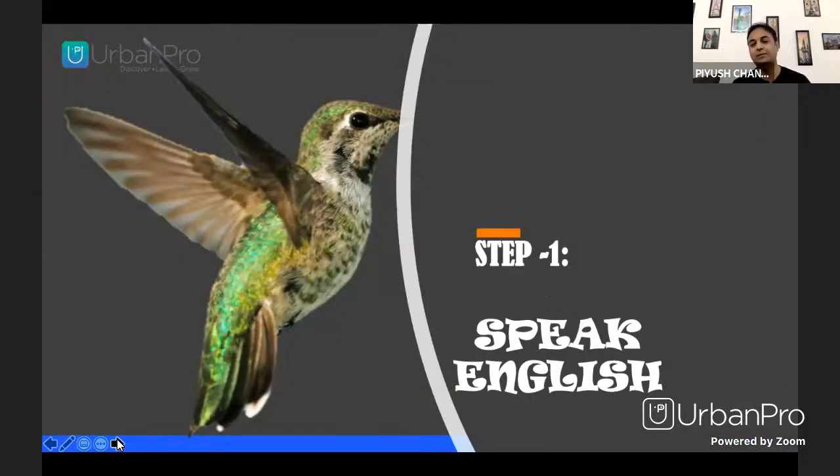So, step number 1. Let me throw some light upon this. You see, this particular bird is not going to fly unless and until it flutters its wings and continues to flutter them till it reaches the top of the sky, or as far as it can reach. Step number 1 of speaking English, or any other language for that matter, is: speak that language. Speak English.